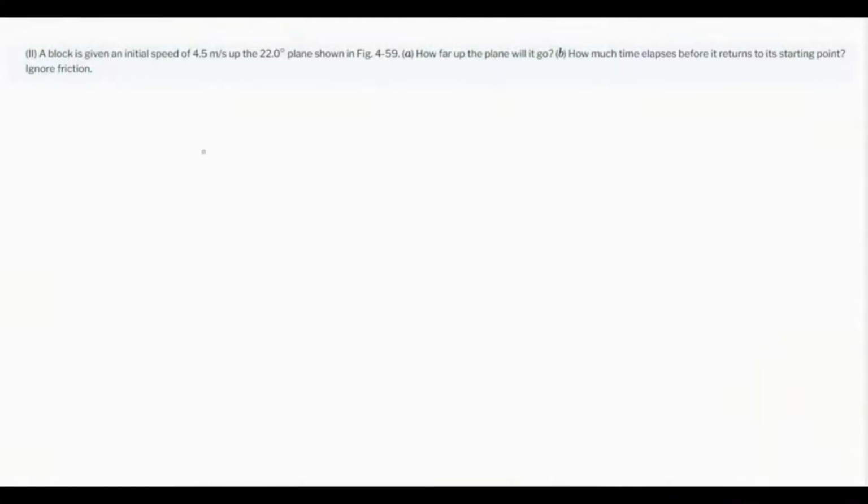Let's talk about this question. A block is given an initial speed of 4.5 meters per second up a plane which is at 22 degrees of inclination. How far up the plane will the block go, and how much time elapses before it returns to the starting position? We have to ignore the friction. So it looks something like this.